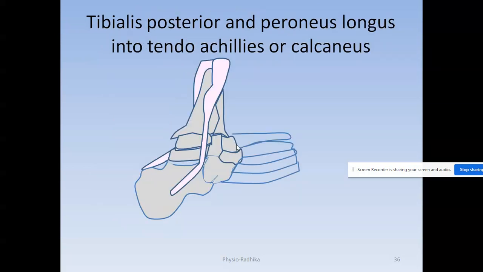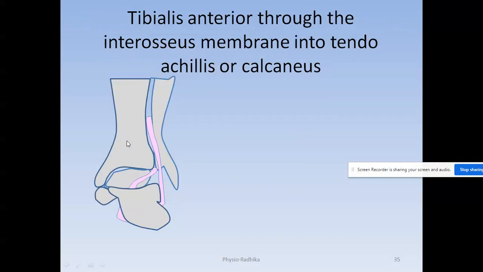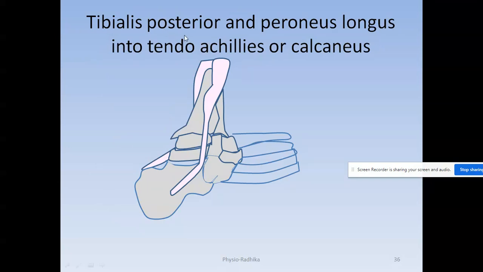Coming to tibialis posterior and peroneus longus into tendo achilles or calcaneus. We already know tibialis posterior is lying within the posterior compartment, and peroneus longus is lying in the lateral compartment. So instead of taking the last surgery, that is tibialis anterior, and tearing up the interosseous membrane, passing it to the posterior compartment, we can generally perform using the tibialis posterior and peroneus longus tendon, which are placed posteriorly and easily available for the tendon transfer, just attaching it to the calcaneus or the tendo achilles, which is above.